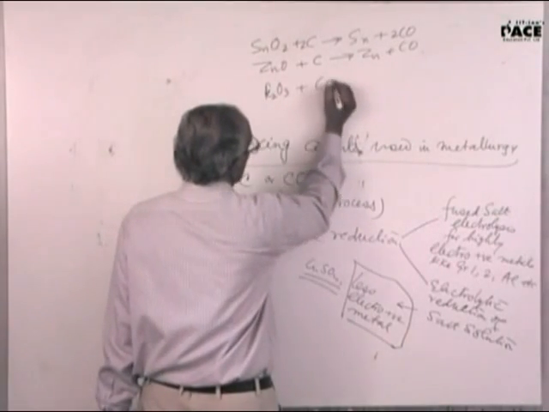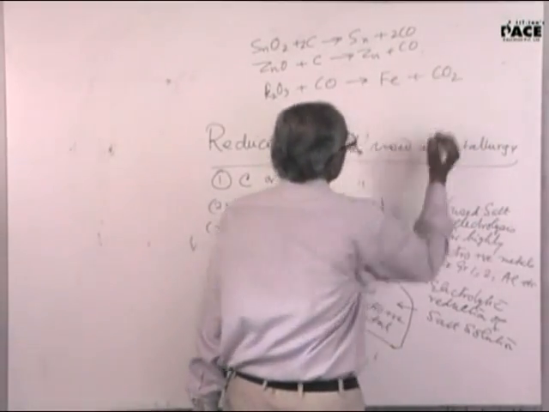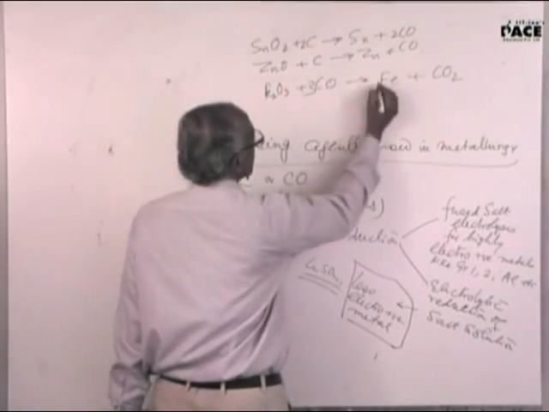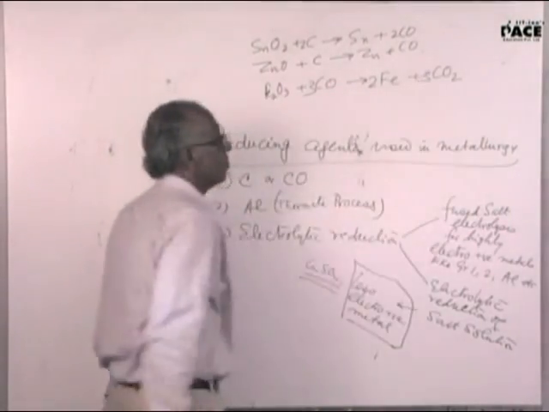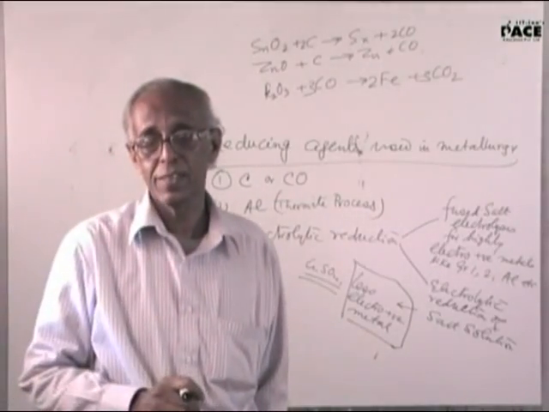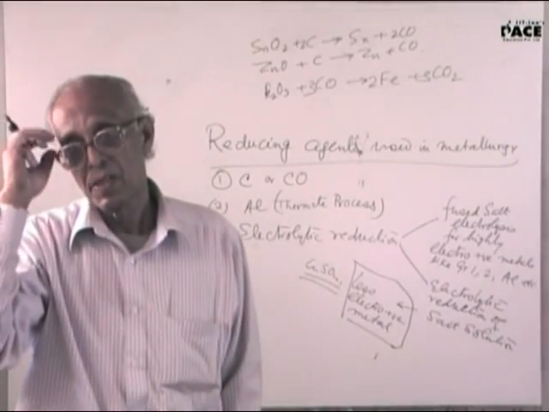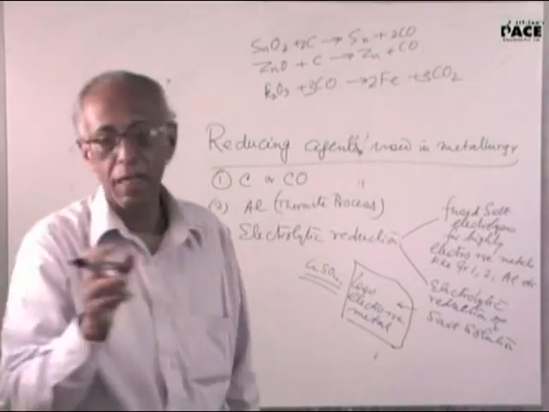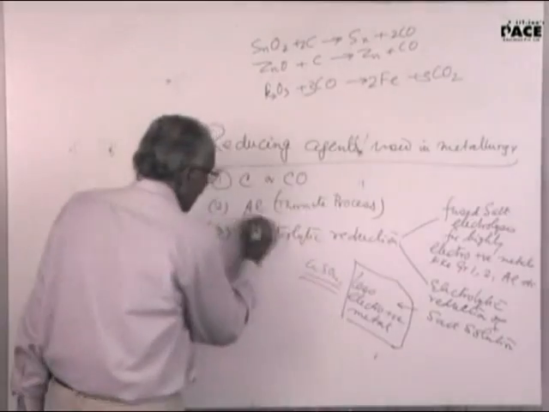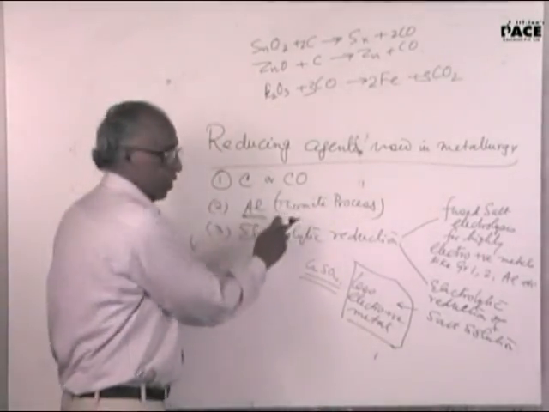Fe2O3 plus carbon monoxide gives you iron plus carbon dioxide. Here carbon monoxide acts as a reducing agent in a blast furnace to give you iron and carbon dioxide. Aluminium is used as a reducing agent for the thermite process.